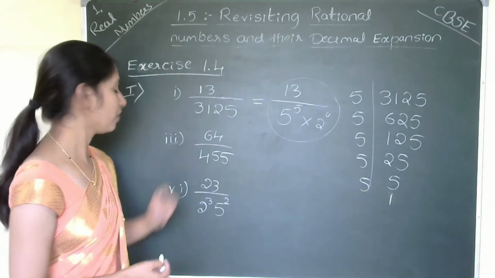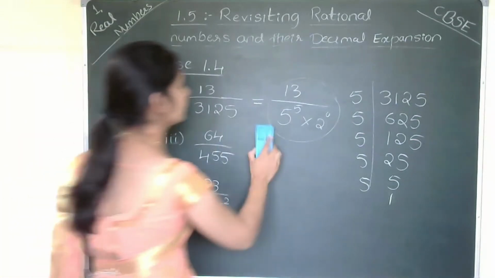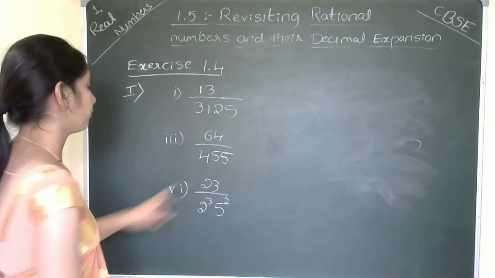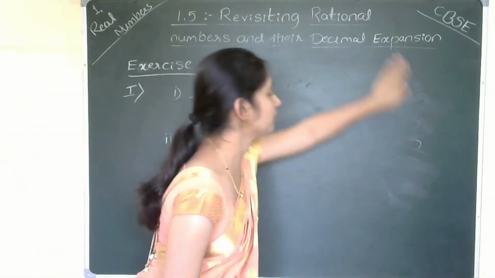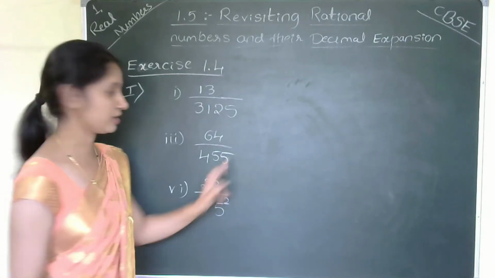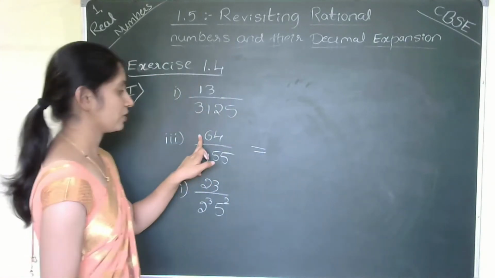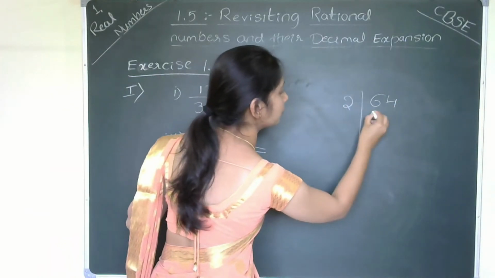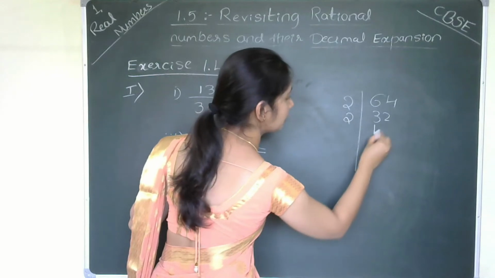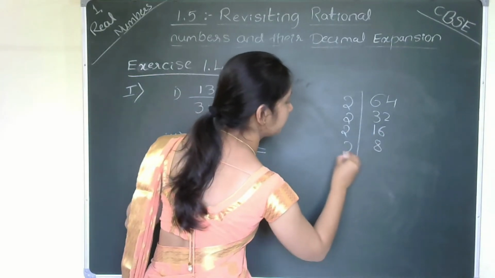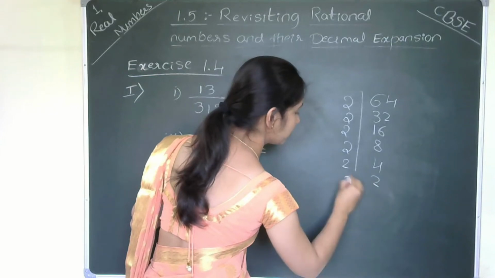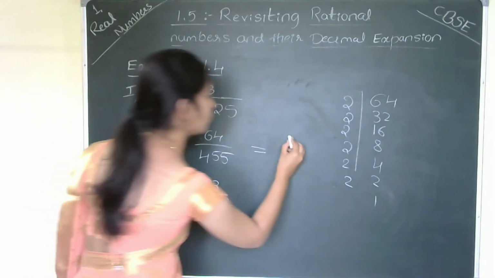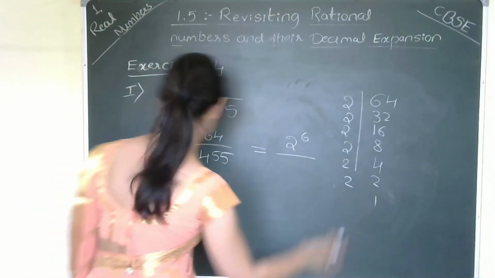Let us go for the second one. The second example they have given is 64 divided by 455. Here also we can go for prime factorization. Prime factorization of 64 we need to find out first. 2 threes are 6, 2 sixteens are 32, 2 eights are 16, 2 fours are 8, 2 twos are 4, and 2 ones are 2. 2 is repeated 6 times. So in the numerator I will write 2 raised to 6.